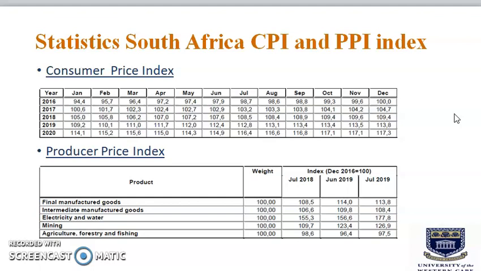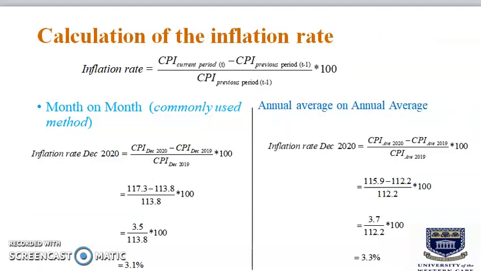Once Statistics South Africa has compiled these indices, we can use them to calculate the inflation rate. The inflation rate is calculated as the percentage change in the CPI index from one period to the next. It is always expressed as an annual rate and mathematically illustrated by the following formula. The inflation rate is equal to the CPI in the current period minus the CPI in the previous period, divided by the CPI in the previous period, multiplied by 100.